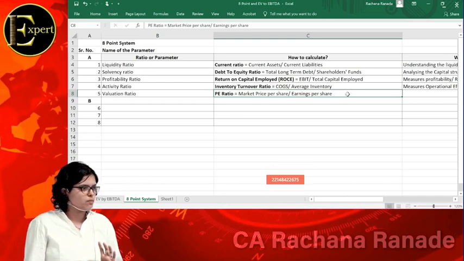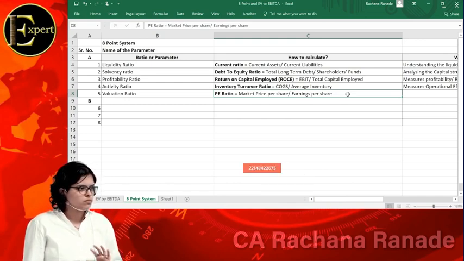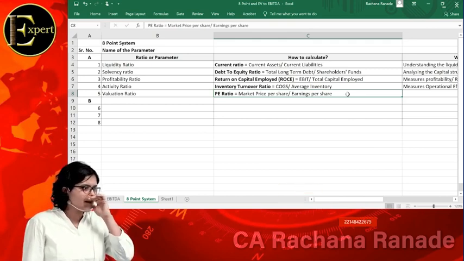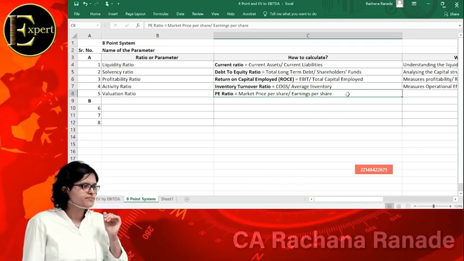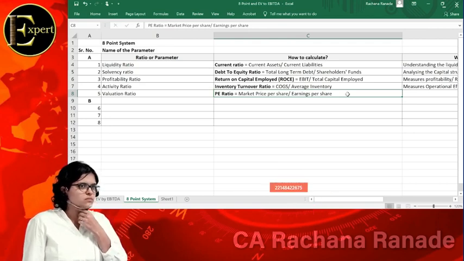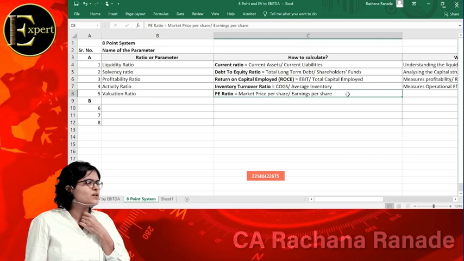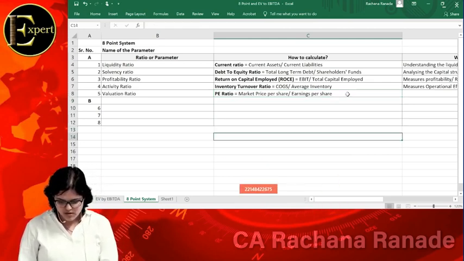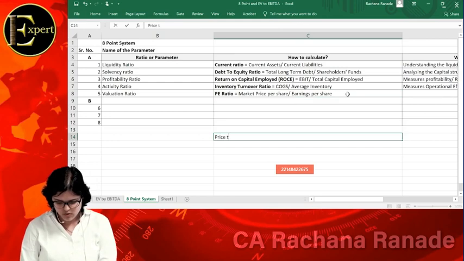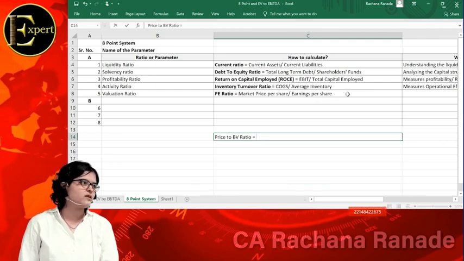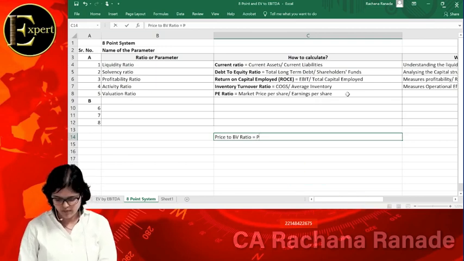Book value per share is equal to total book value divided by total number of shares. We have not written what is P to BV. You have only said one important related ratio is BV per share. So then write the formula there only. See, it's so simple. What is the P to BV ratio? Price to BV ratio will be equal to exactly price per share divided by book value per share.